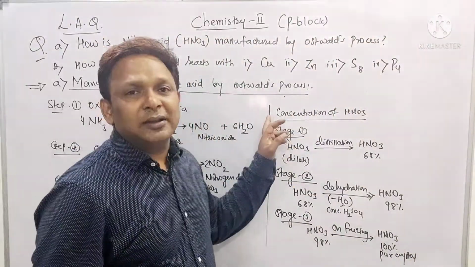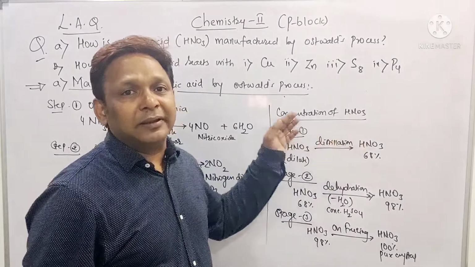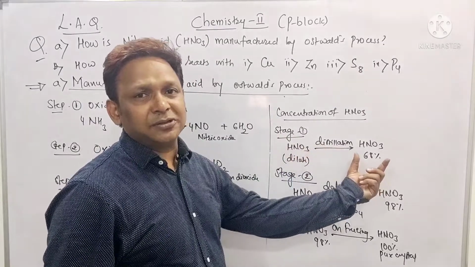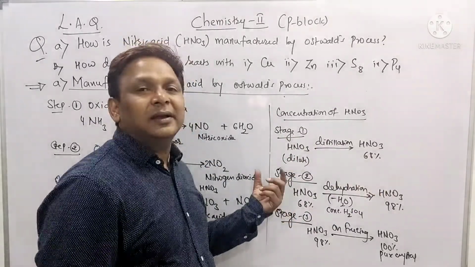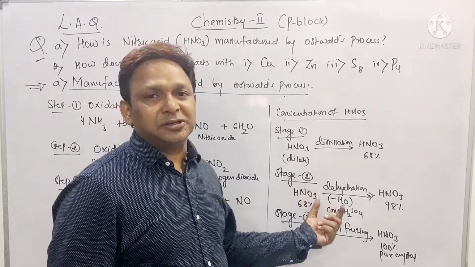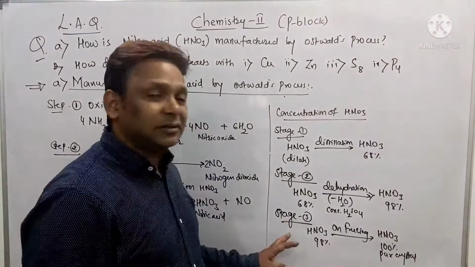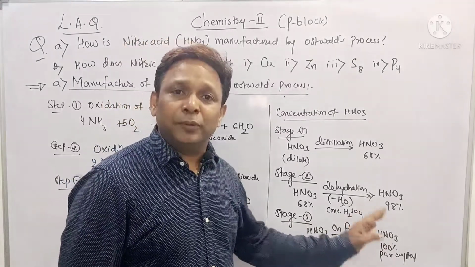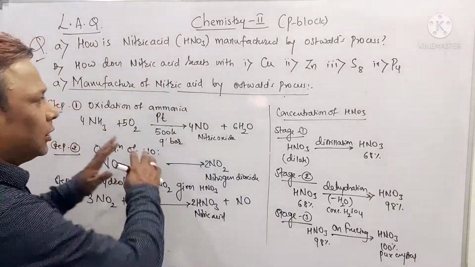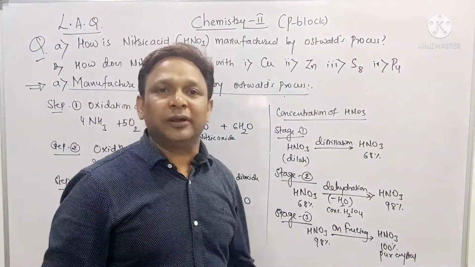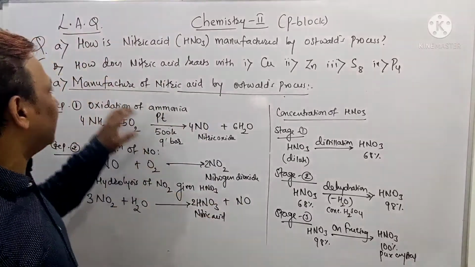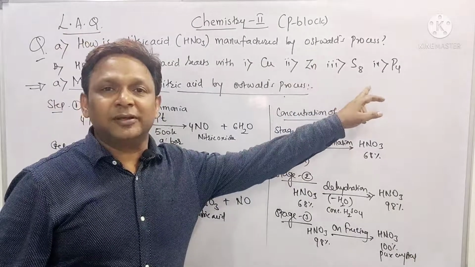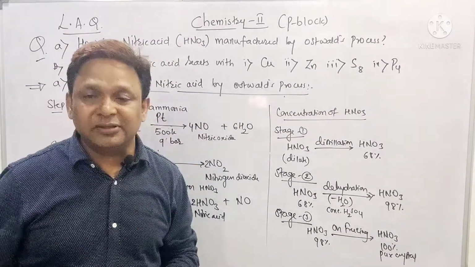I should concentrate it. So concentration of nitric acid can be done in 3 stages. Stage number 1, nitric acid on distillation gives 68% nitric acid. Stage number 2, beta, 68% nitric acid on dehydration gives 98% nitric acid. Stage number 3, on freezing, 98% nitric acid gives rise to 100% pure crystals of nitric acid. If you write all these things, beta, for the first part you are going to get the 4 marks. We'll go with the second one, that is how nitric acid reacts with copper, zinc, sulfur and phosphorus, for another 4 marks. Please take a screenshot of this one.